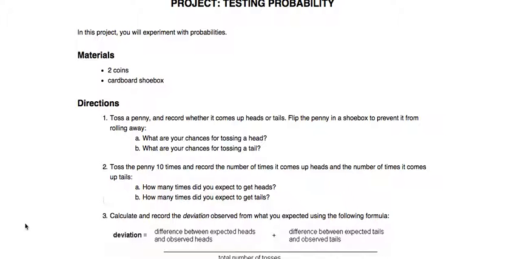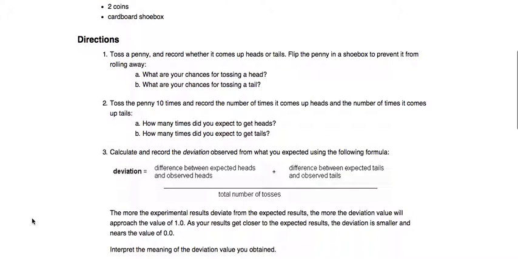Now, this is what I've been getting a lot of questions on. Calculate and record the deviation observed from what you expect using the following formula. To figure out the deviation, which in most instances is a decimal number, you take the difference between the expected heads and what you actually got, and add that to the difference between the expected tails and the observed tails that you got, and divide that by the total number of tosses. So what does that mean? Let's use an example here.